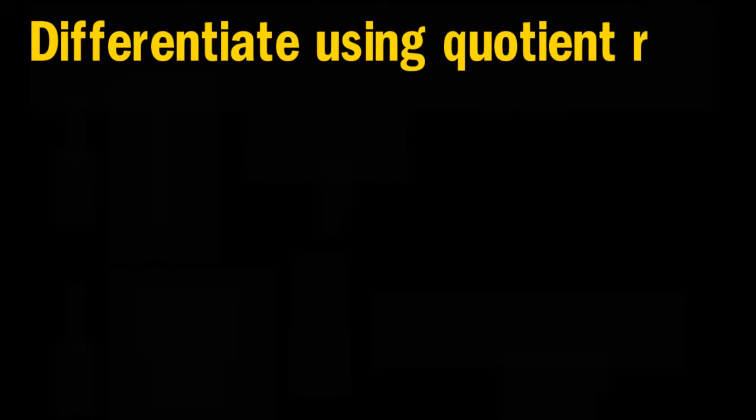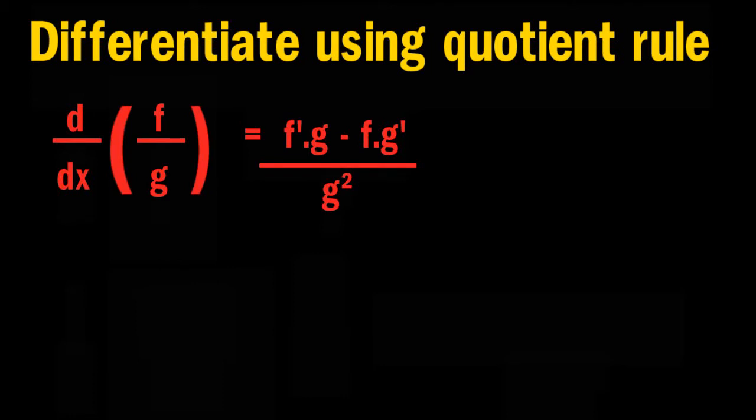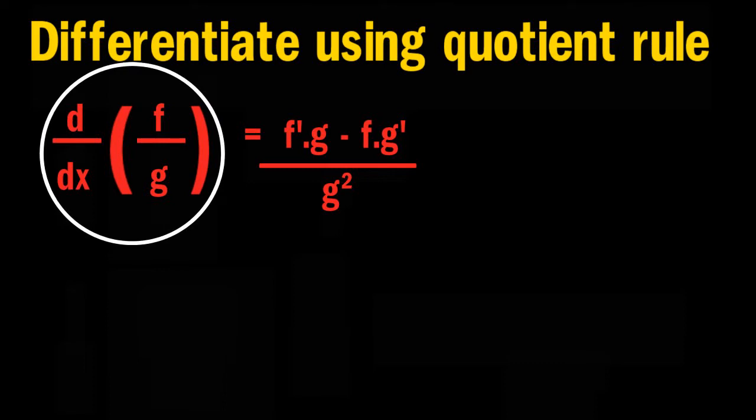Hi everyone, in this video we are going to learn how you can actually differentiate using quotient rule. So what is quotient rule? Quotient rule is used if you have a function that is made out of two functions in a fraction. So let's say we want to differentiate a function that is made out of two functions and is in a fraction form like this, f over g. Then we use quotient rule.